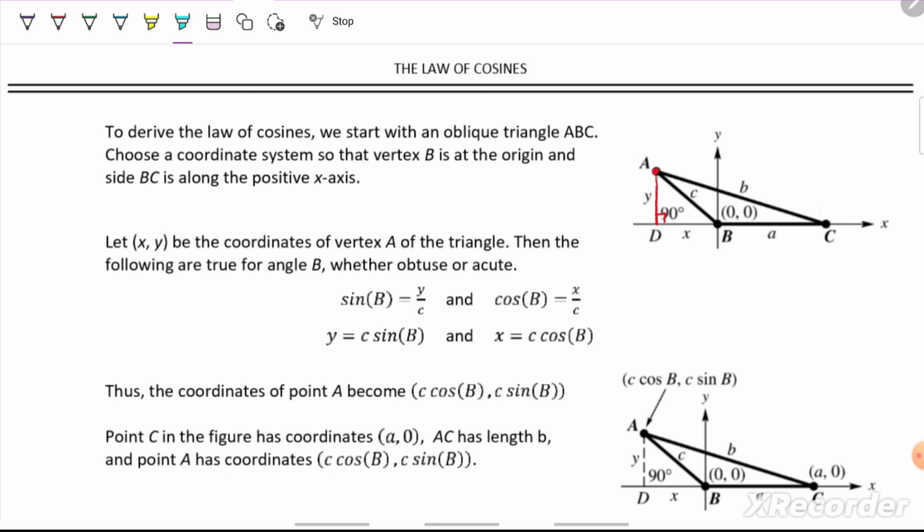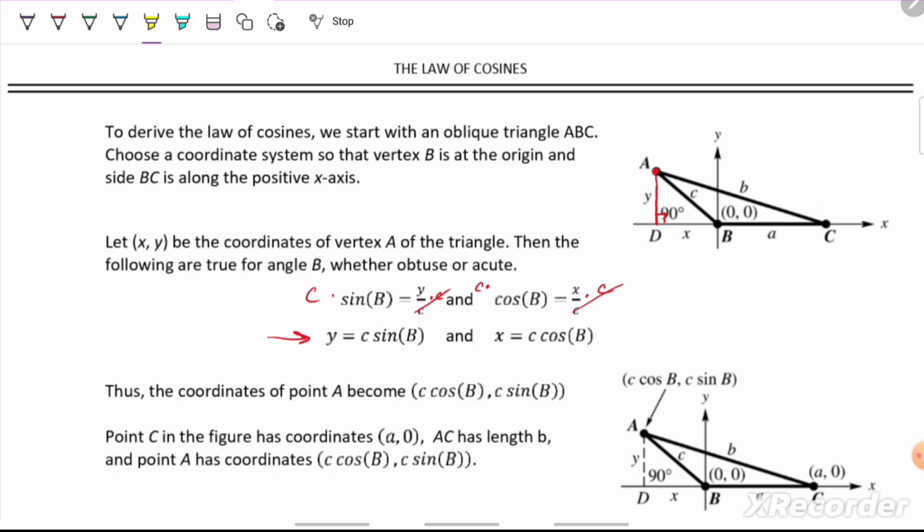Well, since I've created a little right triangle here, SOHCAHTOA applies to that small right triangle. So for angle B, the following would be true. Sine of angle B is opposite over hypotenuse, so that'll be y over c. And cosine of angle B is adjacent over hypotenuse, so that's x over c. If I multiply each of these equations by c, it brings us to our next line that says that y is equal to c times sine of B, and x is equal to c times cosine of B.